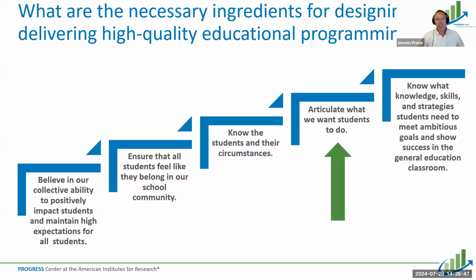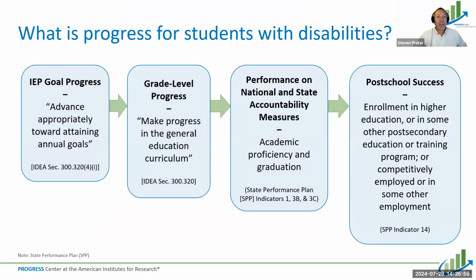So when you think about the necessary ingredients of high quality educational programming, what we're going to talk about is articulating what we want the students to do. So that's going to be what we're talking about, our indicators of progress. In this slide here, if you saw the opening talk with Tessie, Dr. Bailey, you saw a slide similar to this. It was a newer slide, but it talked about the IEP goal, how that leads to grade level progress, performance on national and state accountability measures, and the post-school success. So it's the same kind of information that we saw earlier.